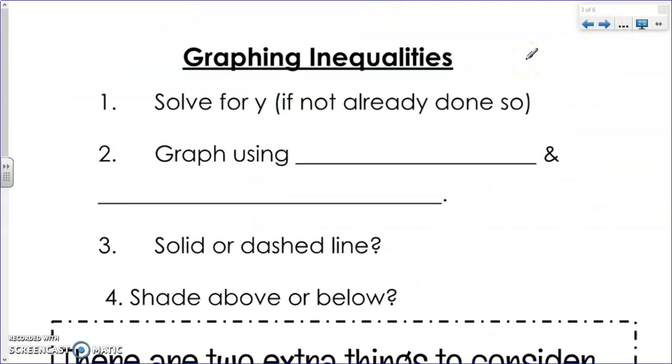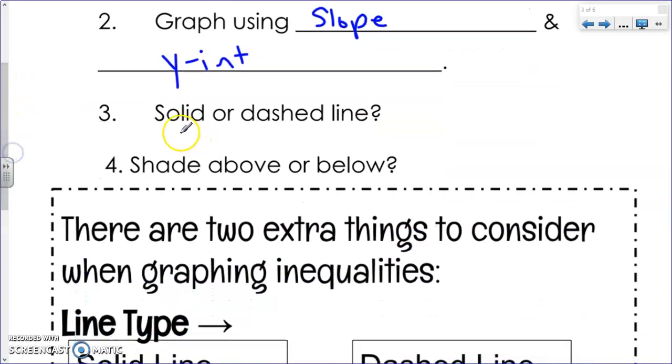Okay, so graphing inequalities. You're going to solve for y first if it's not already done so. Just like with equations, you're going to graph the slope and y-intercept. Then you're going to ask yourself, am I going to have a solid line or a dashed line? Am I going to shade? Oh, yes, we have to shade above the line or below the line.